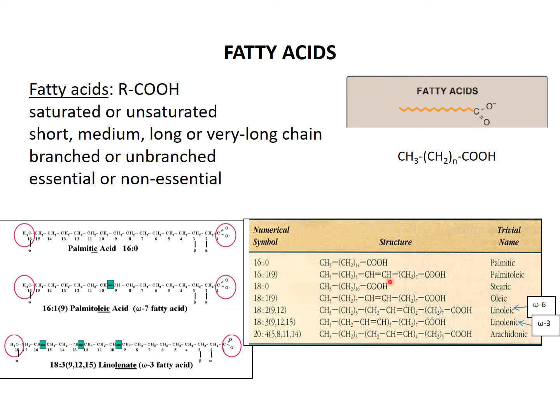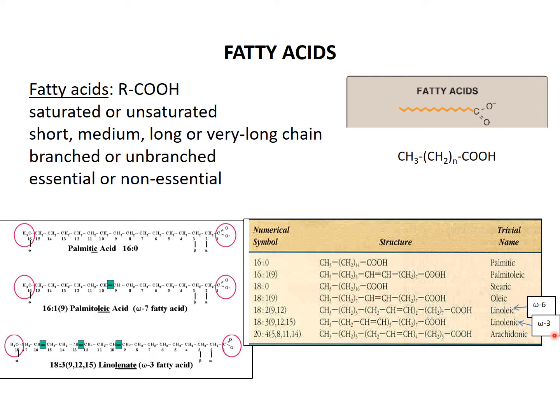But we can synthesize other unsaturated fatty acids, and we label the fatty acids with the number of the carbons. So for example, this is palmitic acid, which has 16 carbons and no double bond. After the colon there is a 0, which means that it is a saturated fatty acid. If after the colon you have a number, for example in palmitoleic acid, you know that you have one double bond, and the 9 in parentheses tells you what position it is, counting from the carboxyl group. So it is in the number 9 position.